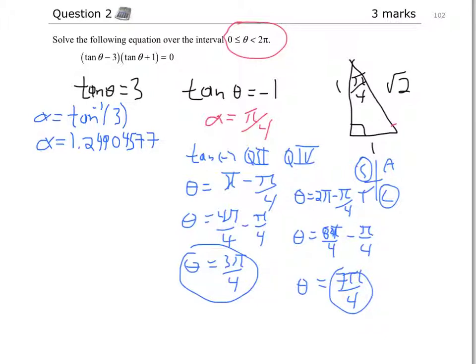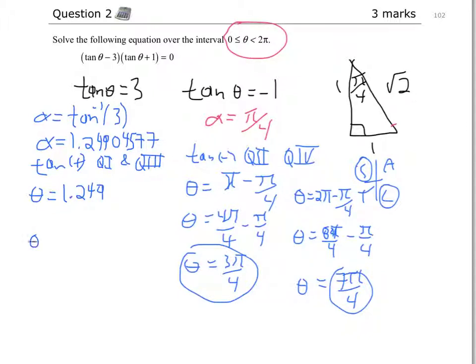So we want to think about this. This is a positive ratio, so our reference angle is correct. It's a positive ratio, so we want to think about where tan is positive, and of course that's quadrant 1 and quadrant 3. And so our quadrant 1 solution actually is our reference angle. I'll round this one to 3 decimal places, so 1.249.